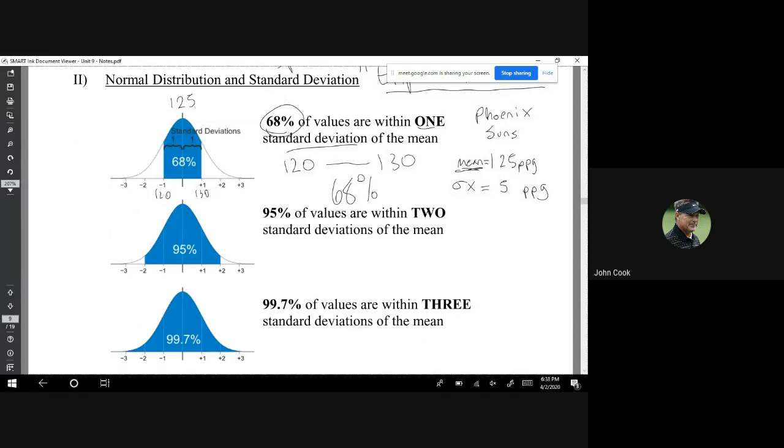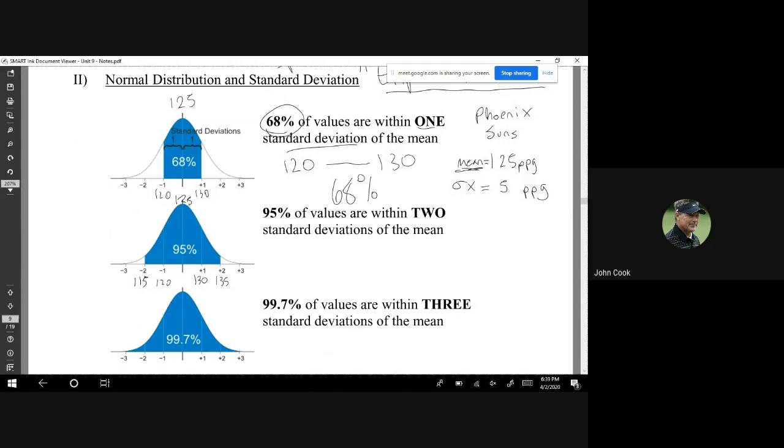Now, if we went out to 2 standard deviations, I'd have to add on 5 twice. So we have 125 in the middle. If I add on 5, that puts us at 130. If I add on another 5, that's 135. And then similarly, if I were to subtract 5, so subtract 1 standard deviation, that'd be 120 points in a game. And then if I subtracted another 5, that'd be 115 points in a game.